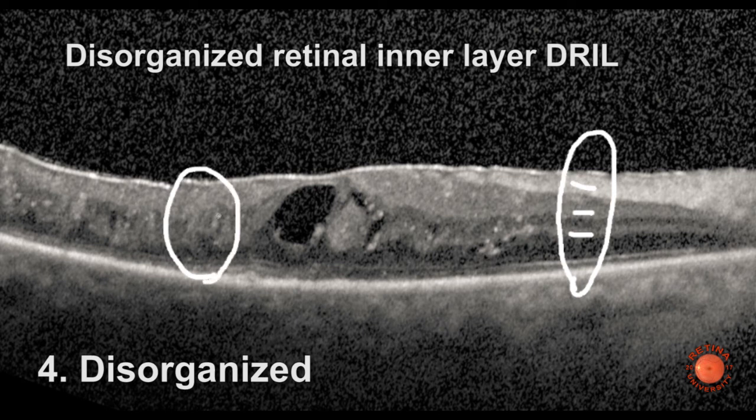You can't make out where the plexiform layers are and where the nuclear layers are, and this is an eye that's had damage, likely from ischemia and hemorrhage, and the retinal layers are disorganized to the point where sometimes this will affect the vision.